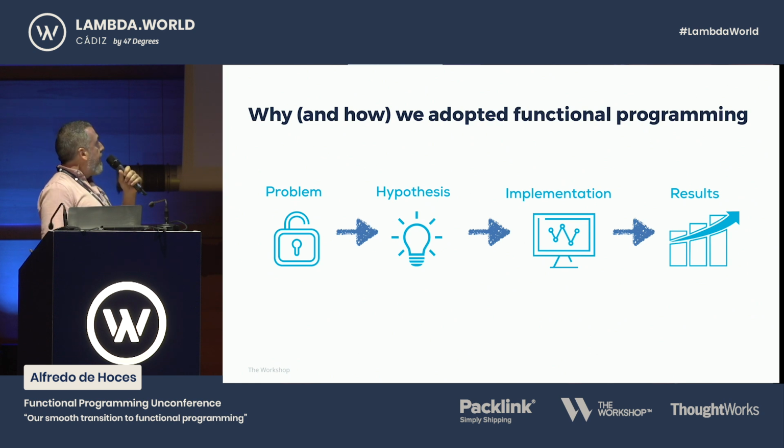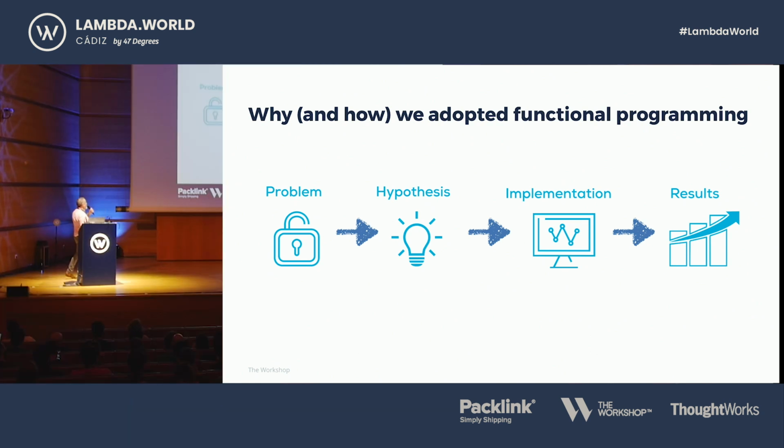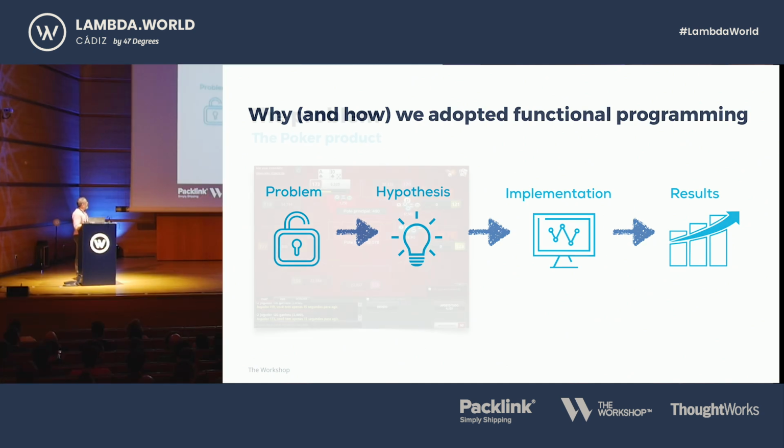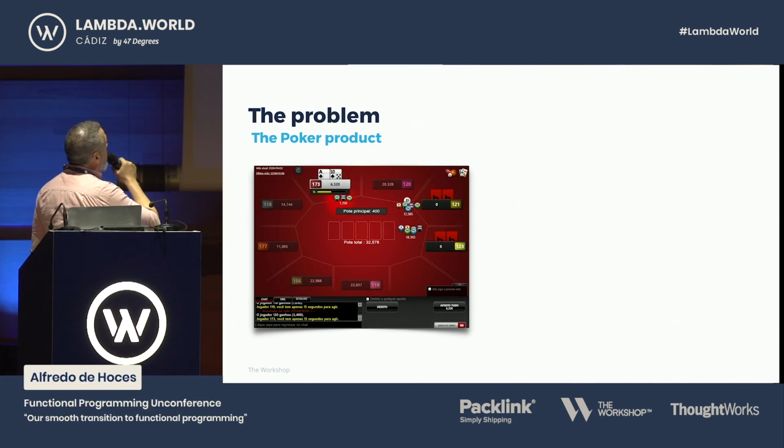So it always starts with a problem. And yeah, the problem was one product that the company acquired. Then we formulated our hypothesis about functional programming. Then we got to it, we implemented a solution, and then the results, spoiler, were very good. It was very successful. And the problem was the poker product.